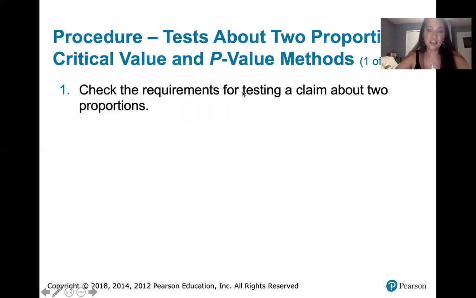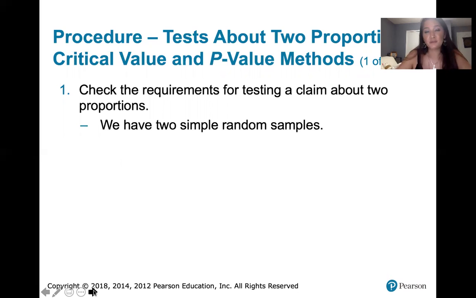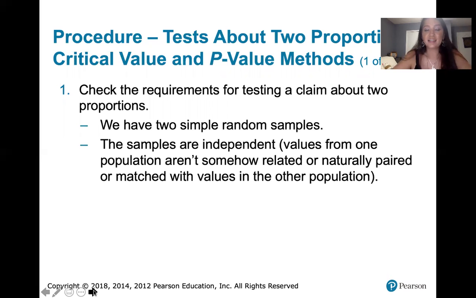First thing we want to do is check the requirements for testing a claim about two proportions. First requirement is that we need to have two simple random samples. The second is that the samples need to be independent from each other. In other words, values from one population are not somehow related to or naturally paired or matched with values from the other population. So we don't want, like, brothers and sisters.